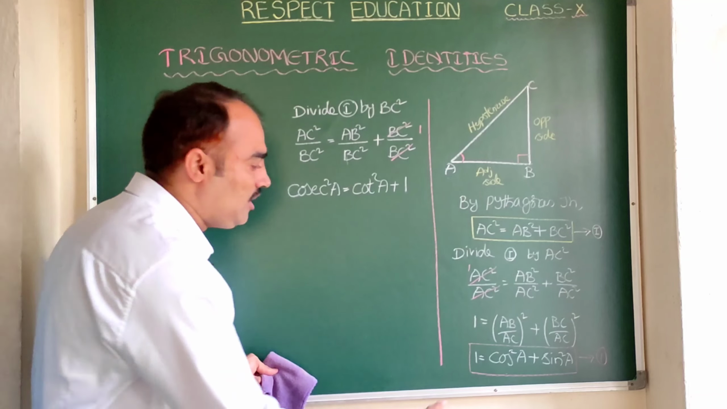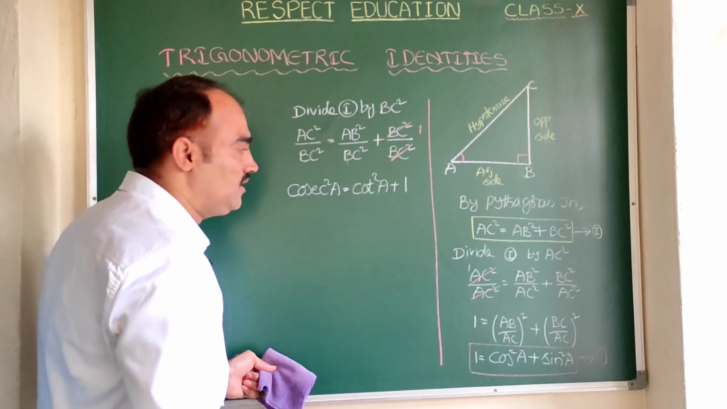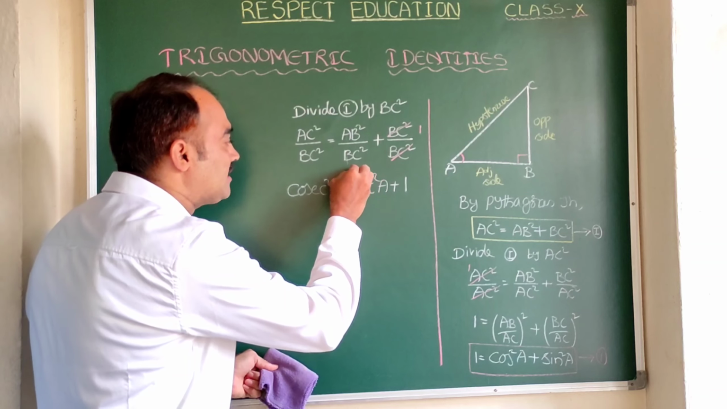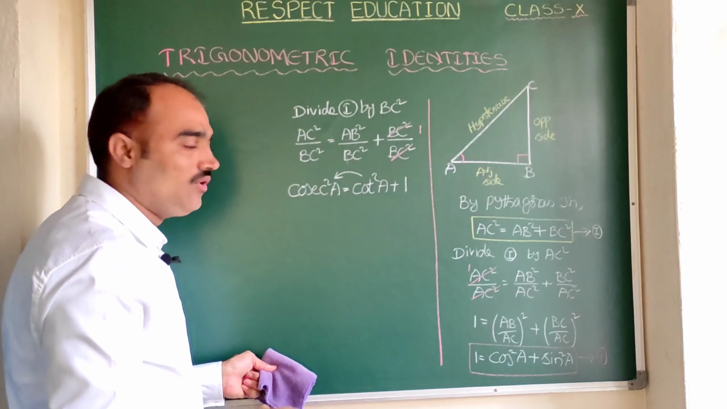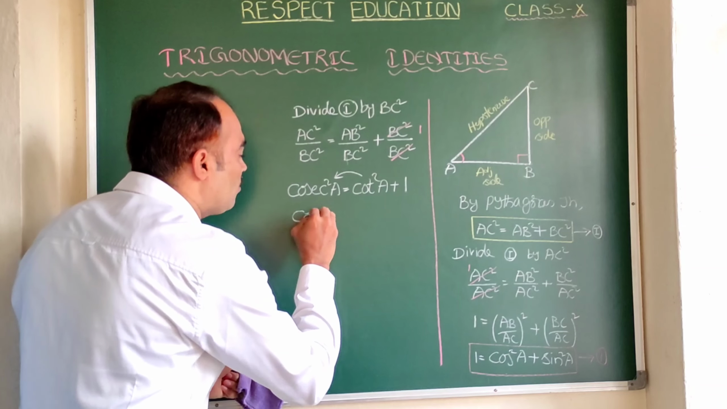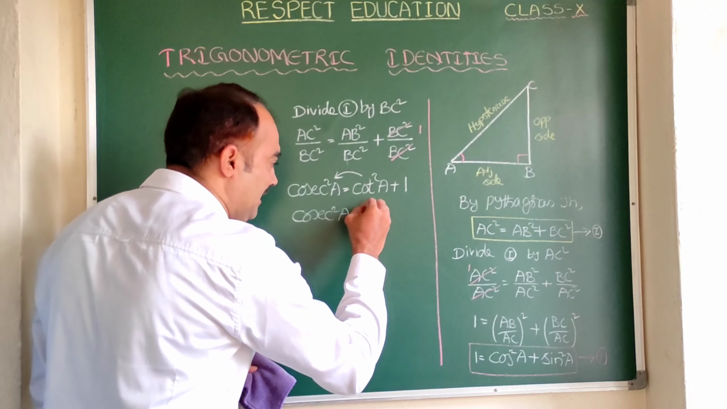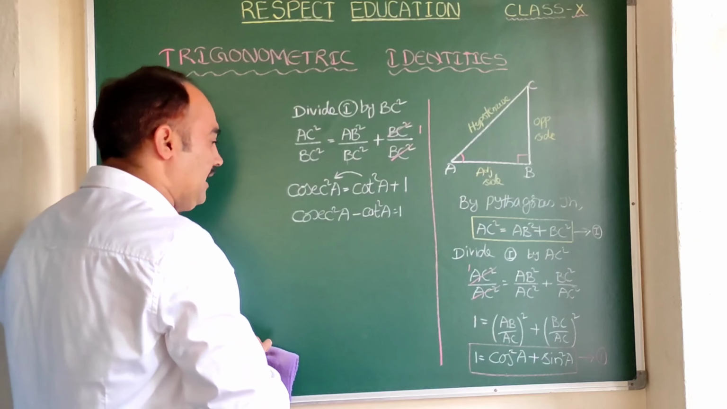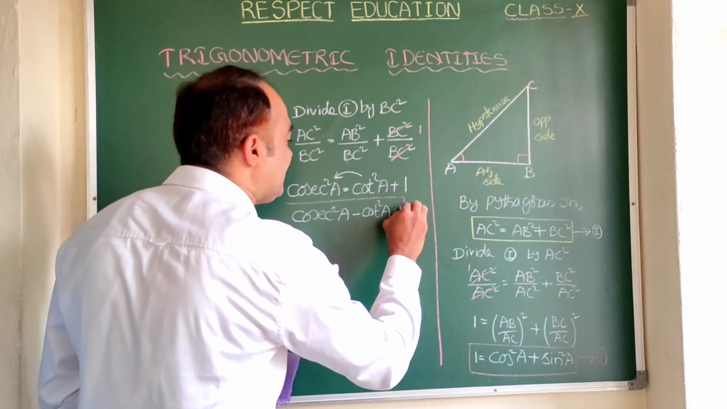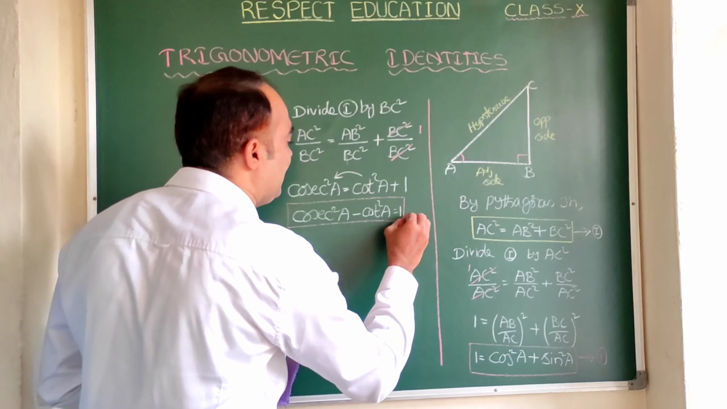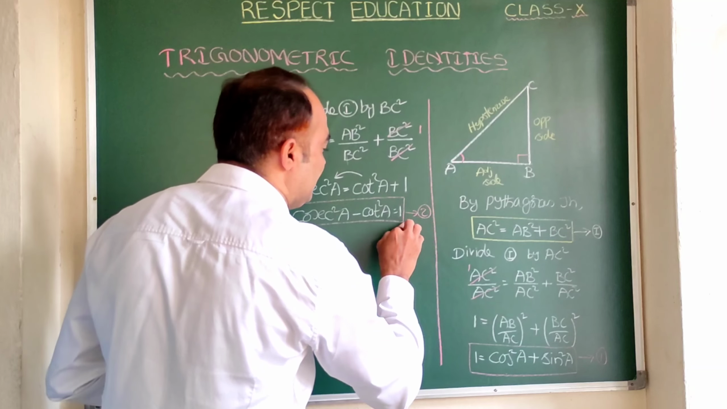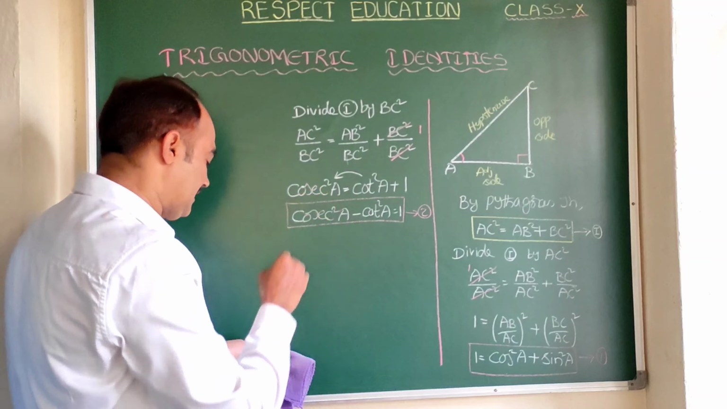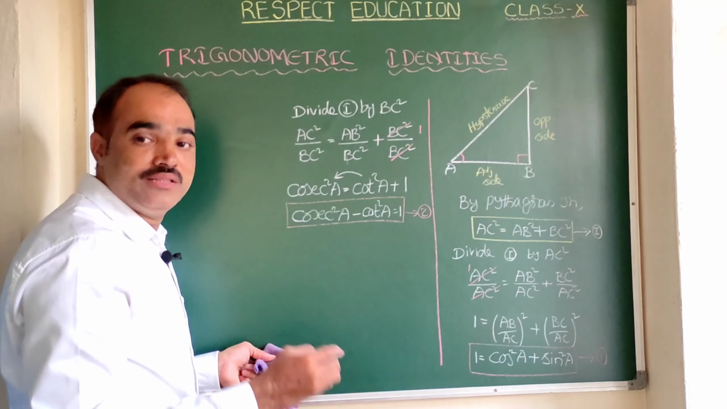Is it clear? Here you observe 1 is on the right side. So let us send this cot square A to the left side. Then we get cosecant square A minus cot square A is equal to 1. Let us consider this as the second trigonometric identity. This is the first one, this is the second one. Now we are going to derive the third one.